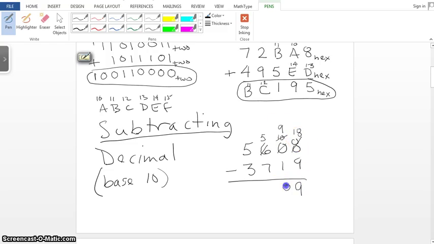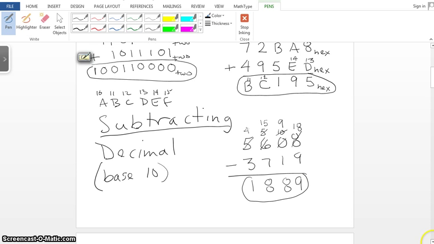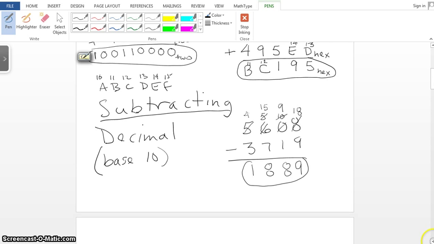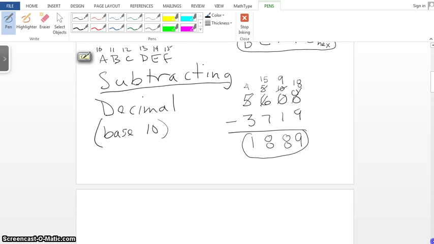9 minus 1 is 8. Okay, can't take 7 away from 5, so I have to borrow from this 5. It becomes a 4. What you're actually doing is bringing 10 back over here to add to the 5, so it's 15. 15 minus 7 is 8. 4 minus 3 is 1. 1889. All that's base 10, right? That should be nothing new. Just something that you have to remember if you haven't done that by hand in a while.